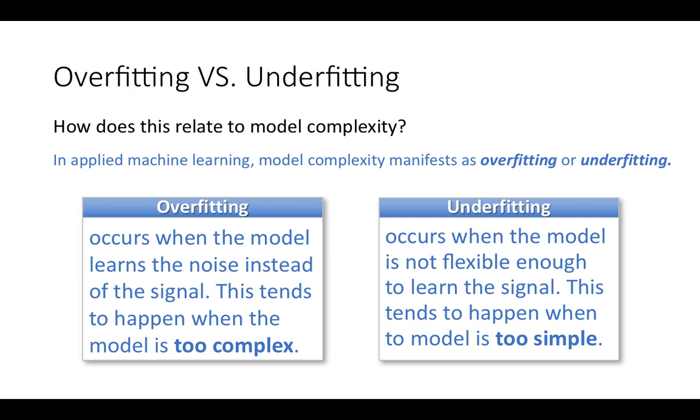So how do we define underfitting? Underfitting happens when the model is not flexible enough to learn the signal. This tends to happen when the model is too simple, so it is not even capturing the basic underlying relationship between the input variables and the predicted variable. Then we are underfitting. The same thing in machine learning terminology, we look at through a lens called the bias variance trade-off. We will talk about it in another lesson, but for now keep model complexity in mind.